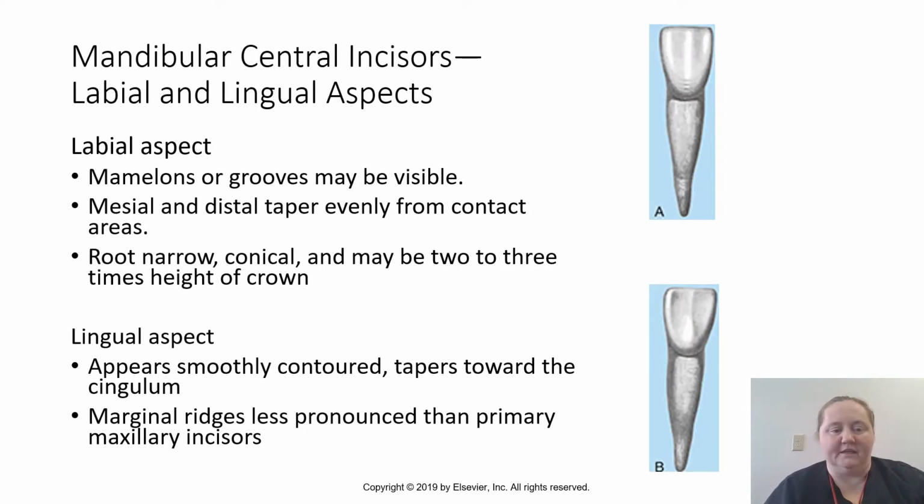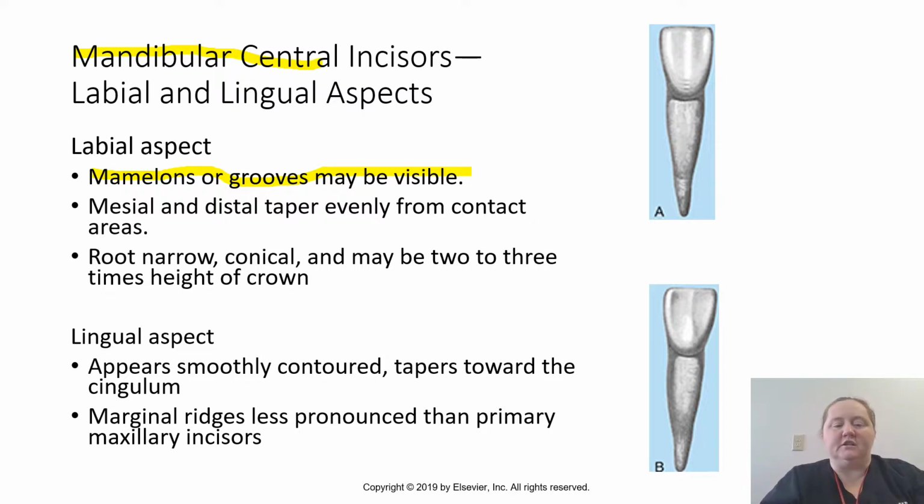All right, let's go down to the mandibular. Our labial aspect, this is the one, I want you guys to know this, I'm going to highlight it here. The one where mamelons or grooves may be visible. So this is our mandibular central incisors, okay?